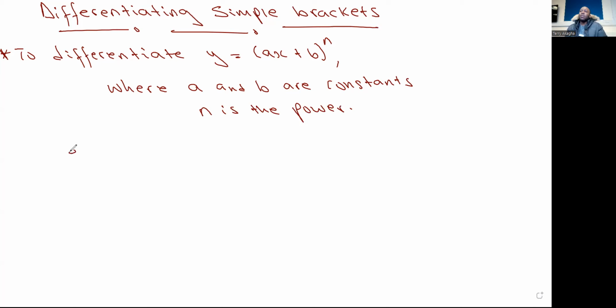Let's assume we were asked to differentiate y is equal to, let's say, (4x + 3) all raised to power 5. Rather than expanding the bracket, you can use the differentiating simple brackets mechanism to solve it. Or maybe you have something like (3x - 2) all raised to power half, and you are told to solve this. How do you solve this?